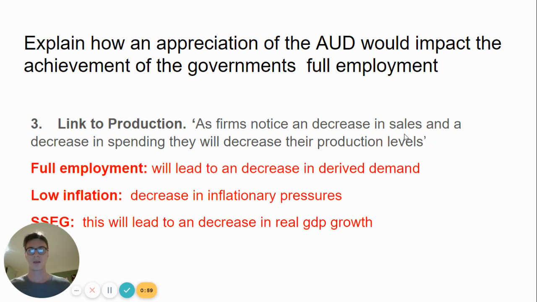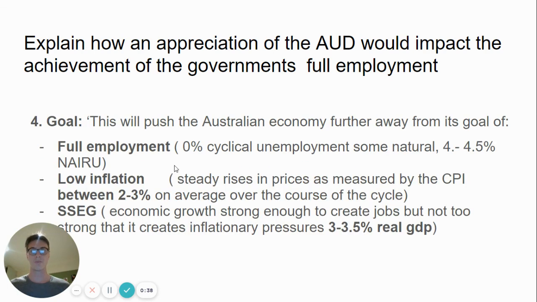Okay. Now here you can make the link, and you should make the link depending on what goal you use. So if the question's about full employment, you're going to say that will lead to a decrease in derived demand, because that's what we're trying to get to. If it's low inflation, it will decrease inflationary pressures. That's what we're trying to get to. And same for stronger sustainable growth. You'll talk about real GDP growth. Then we bring it all together by saying this will push the Australian economy further away from its goal. And it will do this for all three goals. So it'll push us away from full employment.